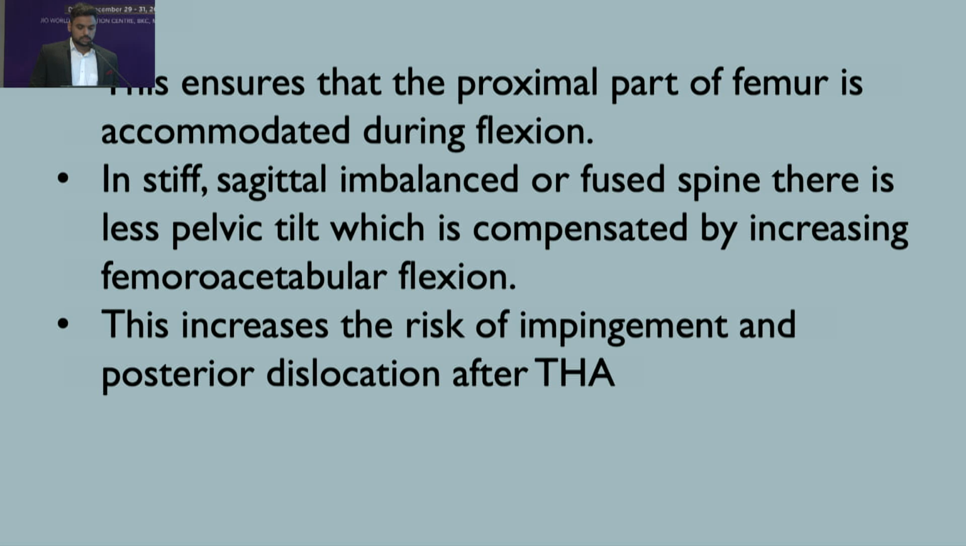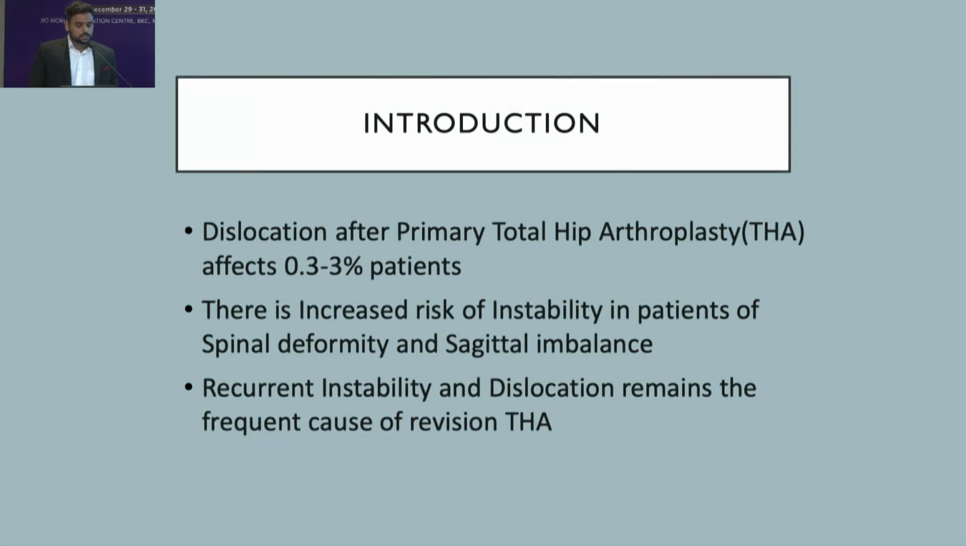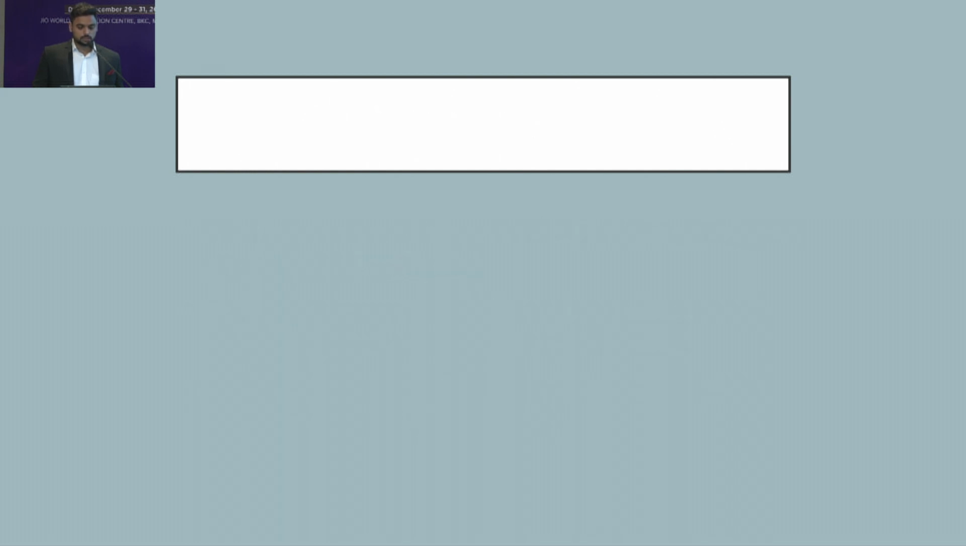Whereas in a stiff sagittal imbalance or fused spine, there is less pelvic tilt, which is compensated by increasing femoroacetabular flexion. This increases the risk of impingement and posterior dislocation after total hip replacement. Dislocation after primary total hip replacement accounts for about 0.3 to 3%. There is increased risk of instability in patients with spinal deformity and sagittal imbalance. Recurrent instability and dislocation remain the frequent cause of revision total hip replacement.